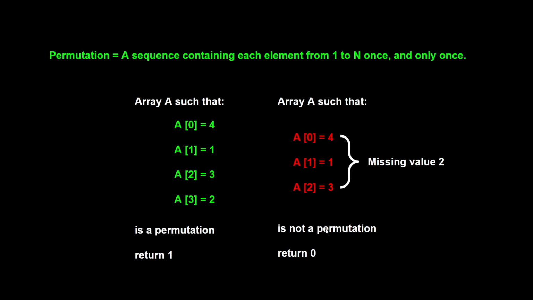So the goal of this question is to check whether array A is a permutation. And if it is a permutation, then we should return 1. And if it's not a permutation, then we should return 0.